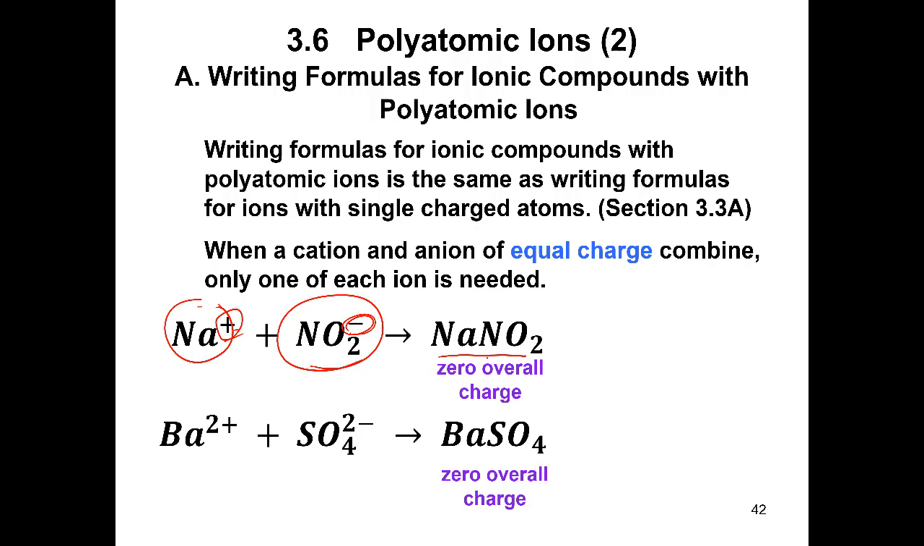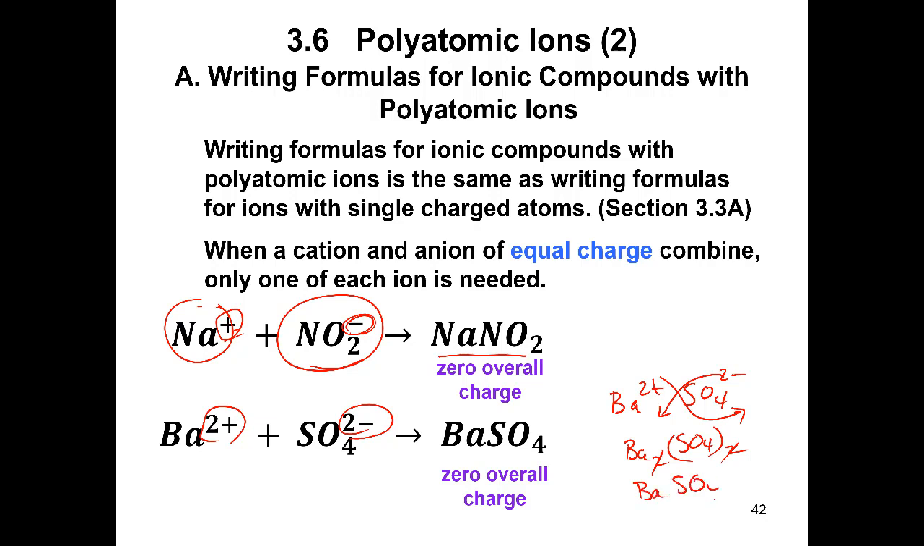You have a -1 on your nitrite, a +1 on your sodium, so they go together 1 to 1, so NaNO2. Barium sulfate, you have a +2 barium, you have an SO4 2 minus, and so those also go in a 1 to 1 ratio. And remember, if you use the swap and drop, you had a barium 2 plus and an SO4 2 minus. If you swapped and dropped, you'd have Ba2 SO4 2, but since the 2's will cancel, you end up with BaSO4. So those that are 1 to 1 are pretty easy to do, right?